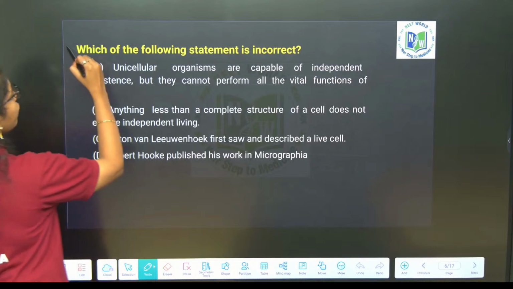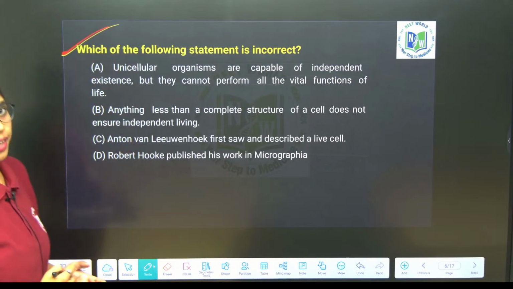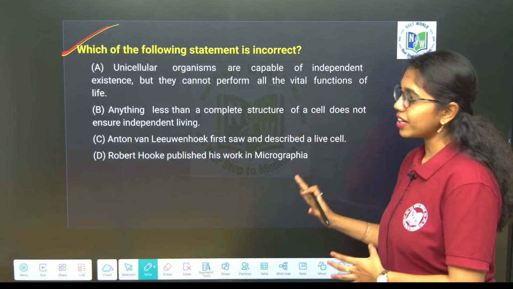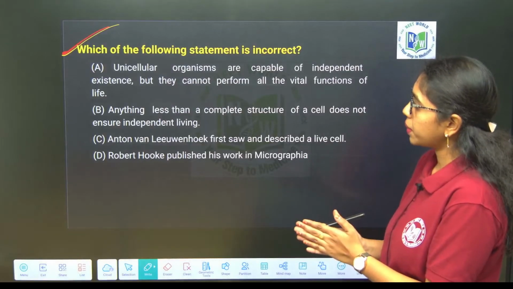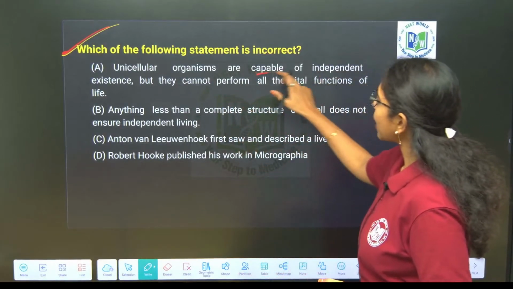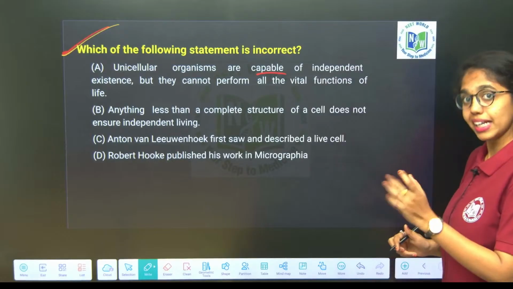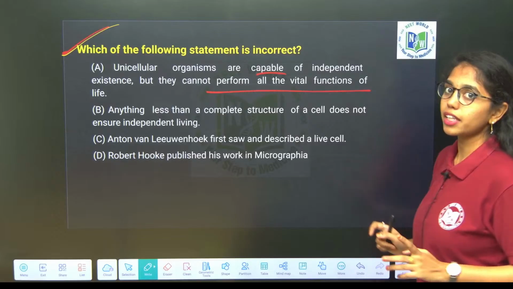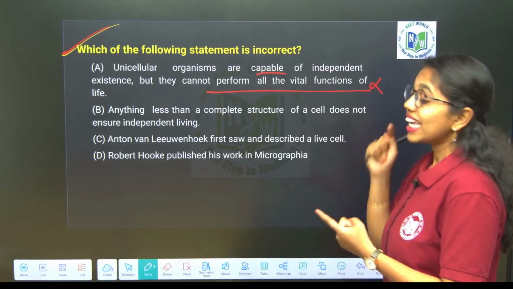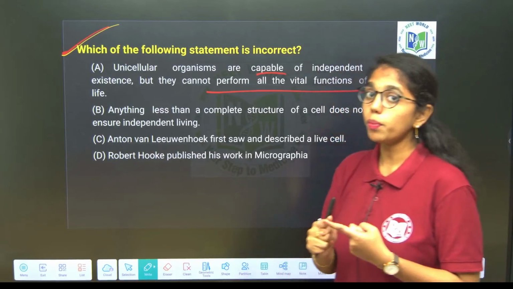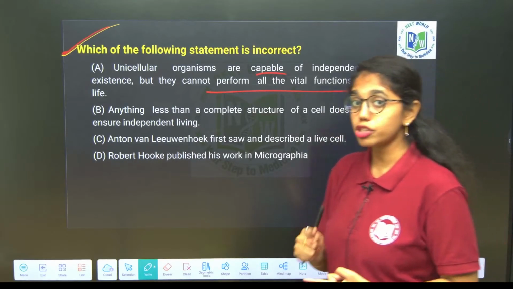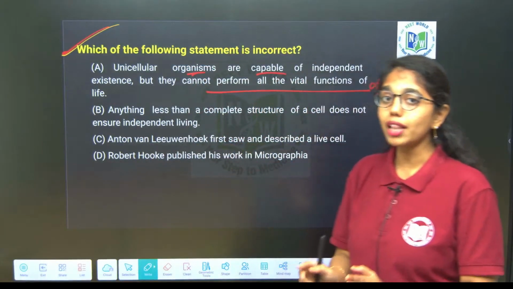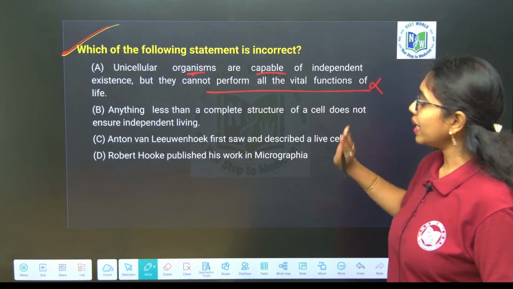Next, which of the following statements is incorrect? This is a statement based question. Look into each and every statement carefully. First statement: unicellular organisms are capable of independent existence. That is correct. But they cannot perform all the vital functions of life. Wrong, because each and every cell can perform all functions on its own. They are independent. So in unicellular organisms, they can perform all the functions on their own. So this will be wrong.